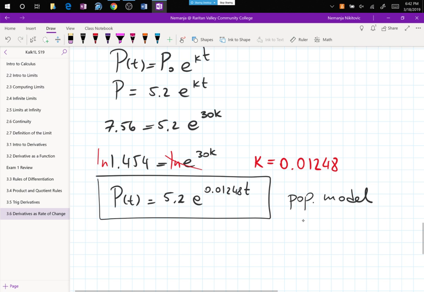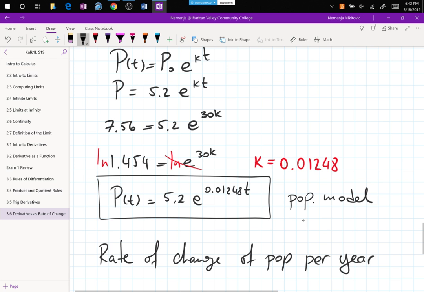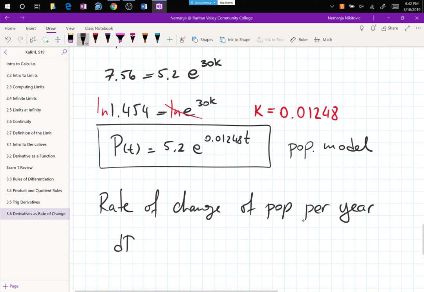Now, that's all pre-calc. What I am interested in for this particular problem is to find the derivative of this function, because we want to see the rate of change of population year per year. So, the rate of change of population per year is given by dP/dt, which is the derivative of the population function.